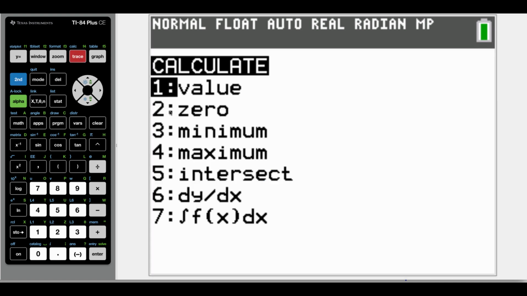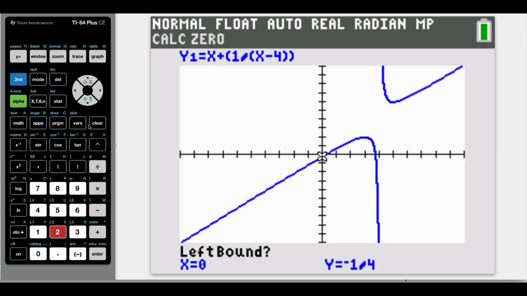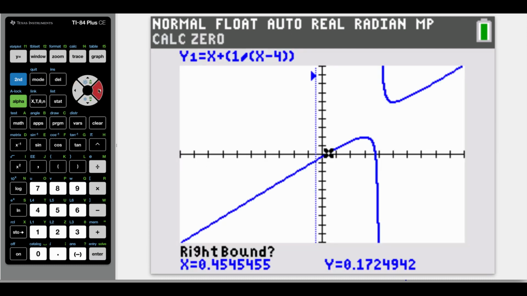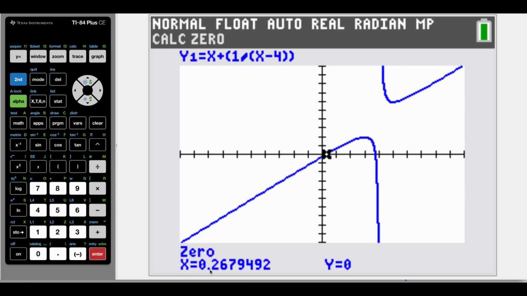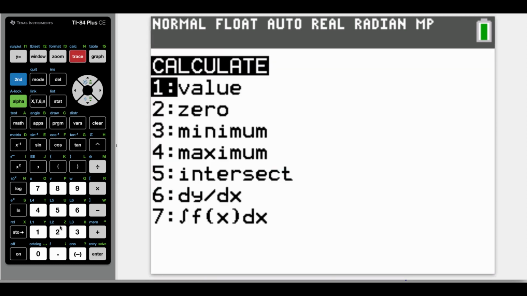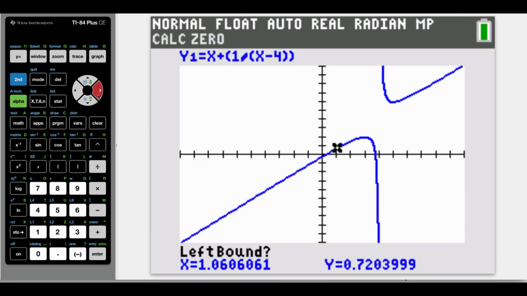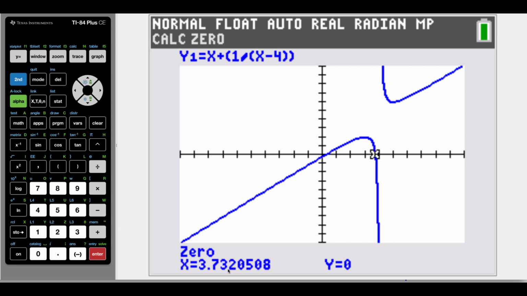So if I go second trace, the x-intercepts are the 0, so I'm going to pick option number 2, and I'm going to start with the 0 on the left-hand side. So I'm going to do my left bound and my right bound point there. So we get about 0.27, like we had mentioned, and then if I do my other x-intercept as well, doing the left bound and the right bound point, we get about 3.73.